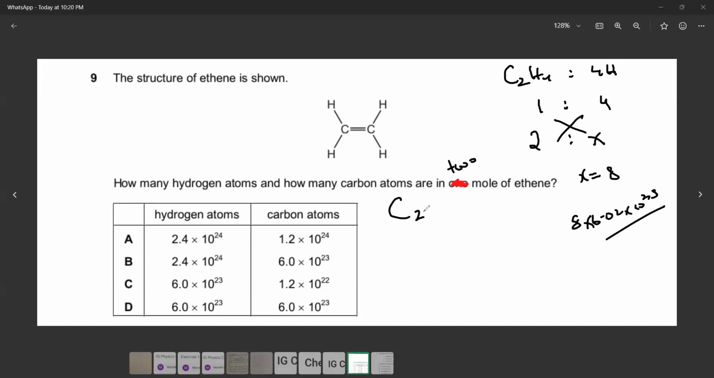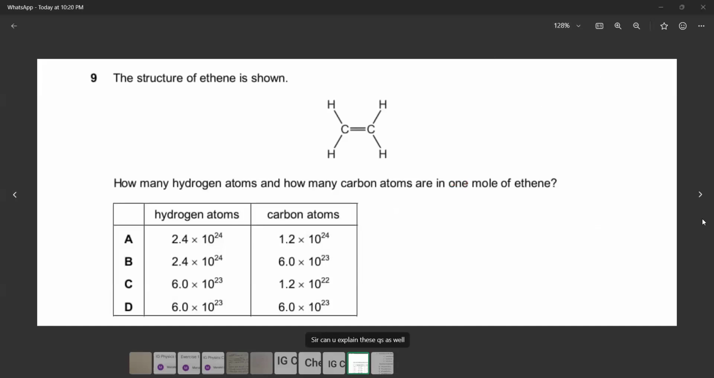Same thing for carbon. If you have C2H4 and the carbon, the ratio is 1:2. So if you have 2 moles, how many carbon atoms will be there? X, cross multiply. So you will get 4 moles of carbon, and multiply by Avogadro's constant 6.02 exponent 23. If the question was about 2 moles, but here the question is only for 1 mole of ethene. That's why we just took the ratio for 1.